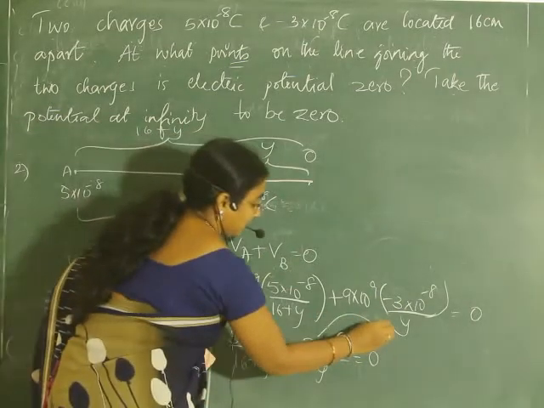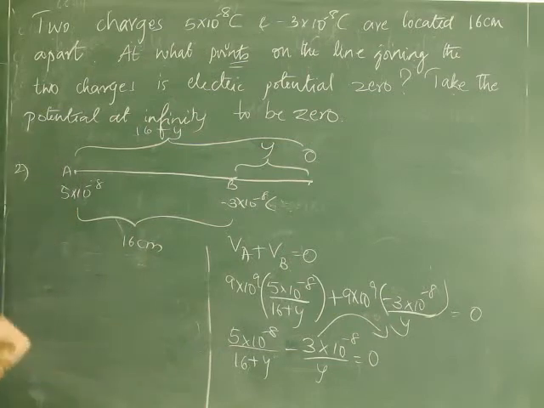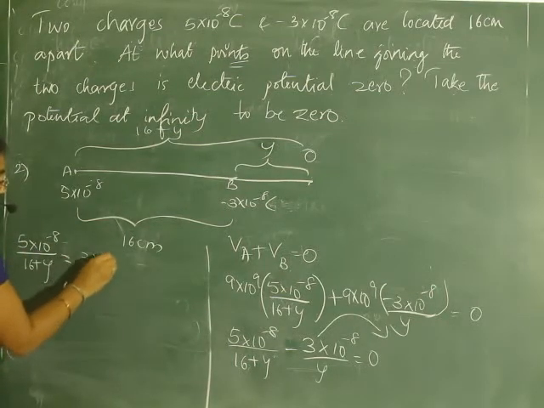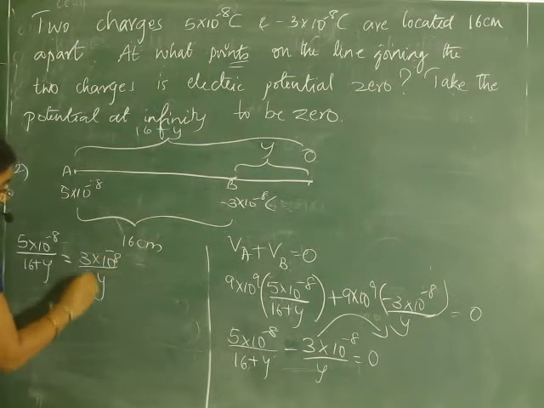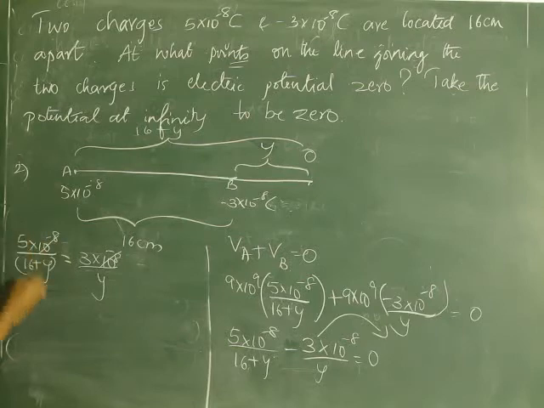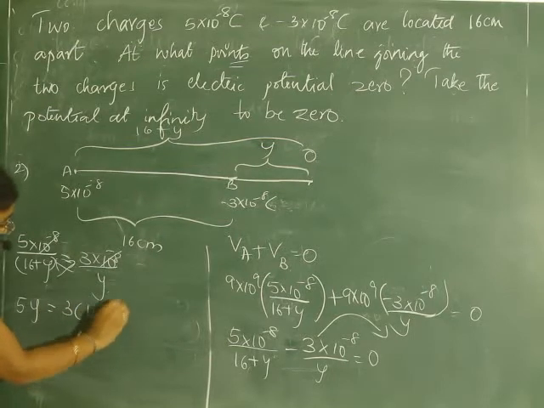Let us take this one to the other side. So what do we get? 5 into 10 to the power minus 8 by 16 plus y is equal to 3 into 10 to the power minus 8 divided by y. Minus 8 will go. Take denominators to the other side. So 5y is equal to 3 into 16 plus y.